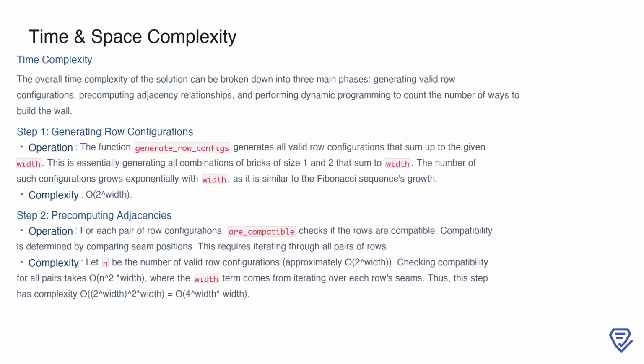Next, during the adjacency pre-computation step, we check if pairs of rows are compatible by comparing their seam positions. Since there are approximately O(2^width) valid configurations, checking all pairs involves n² operations, where n is the number of configurations. Additionally, for each pair, we iterate through the seams, which adds a factor of width. This results in a time complexity of O(4^width * width) for this step.